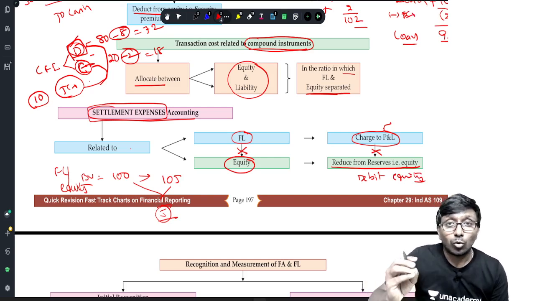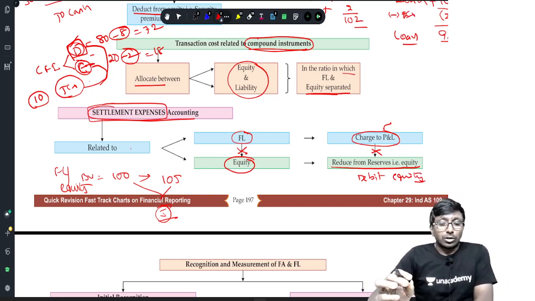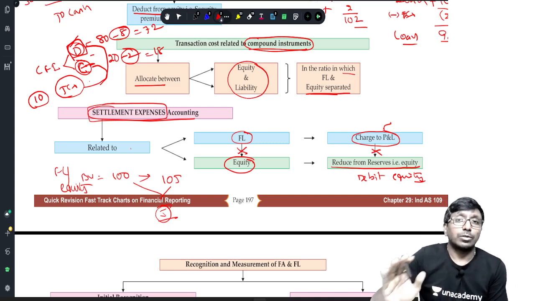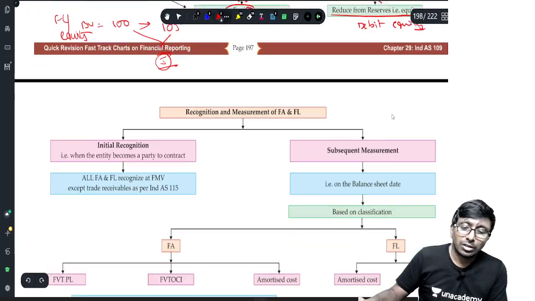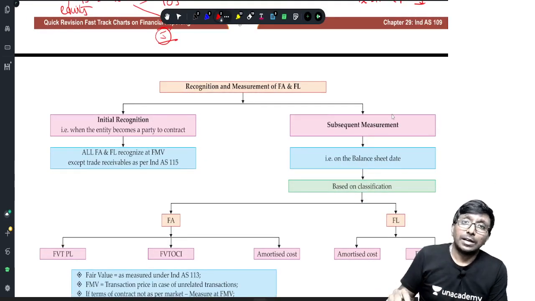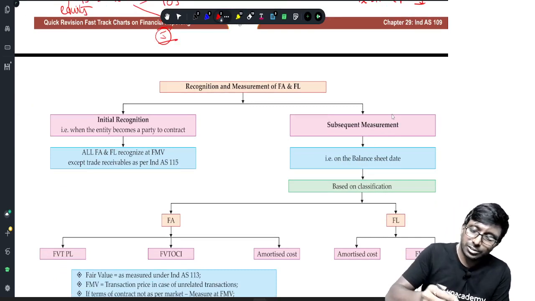to owners. A transaction with owner can never be routed through profit and loss. Just remember this blind rule. A transaction with owner can never be routed through P&L. That's the basic matter. Next point.